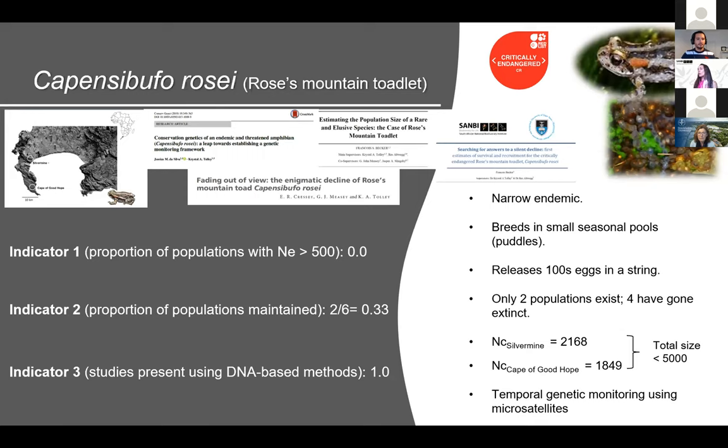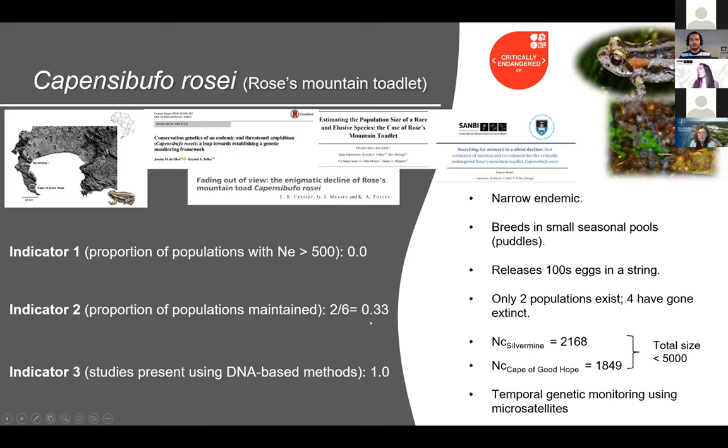As a first example, I'll take you to an amphibian. It's critically endangered, it's a narrow endemic. Currently, extensive surveys found that only two populations exist and that four have gone extinct. And so based on that information already, we can calculate indicator two. So two out of six, and that's 0.33.